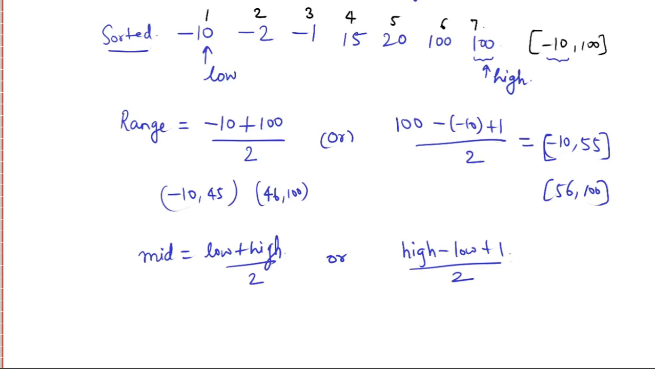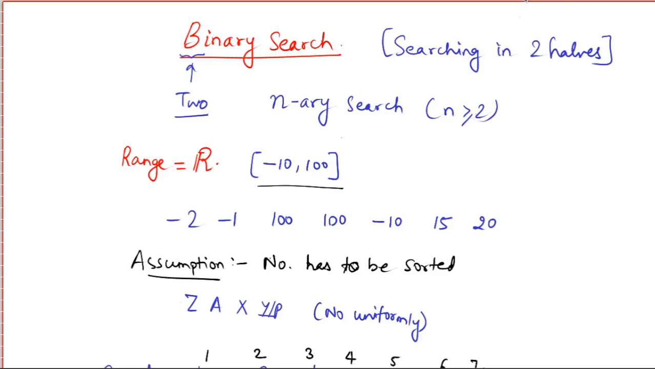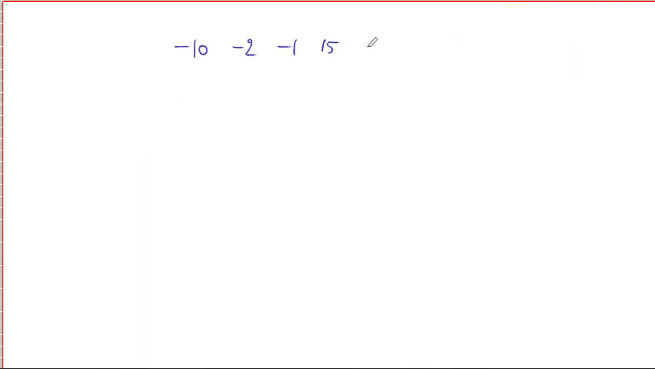So let's rewrite this number: minus 2, minus 10, minus 2, minus 1, then it will be 15, followed by 20, followed by 100, followed by 100. So this is the number, and let's work out how binary search is going to be.